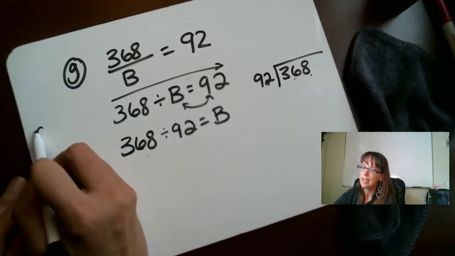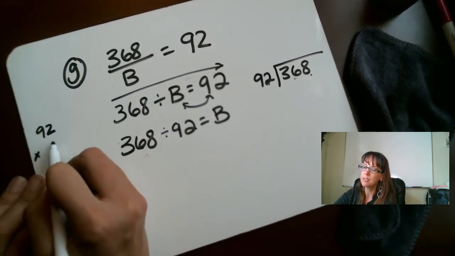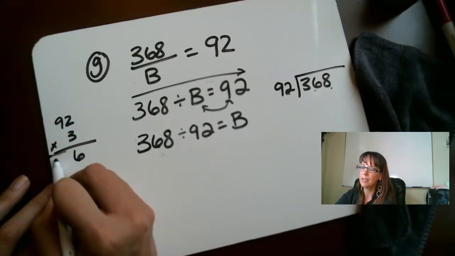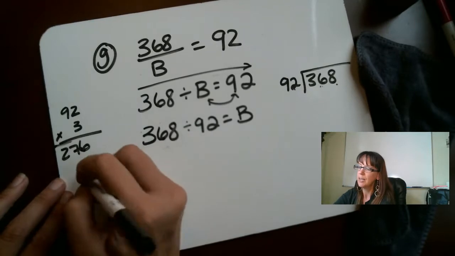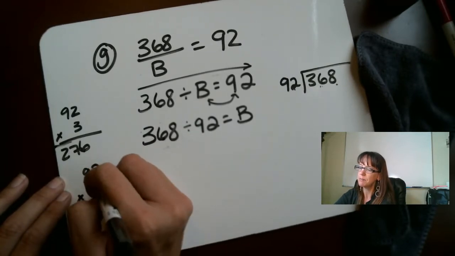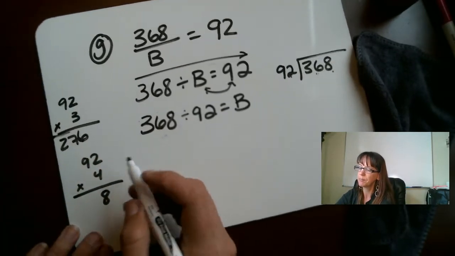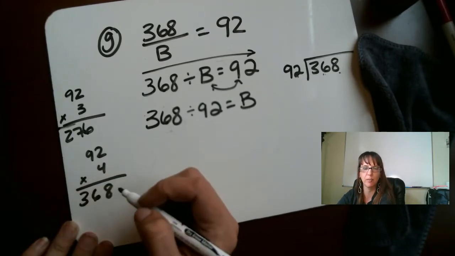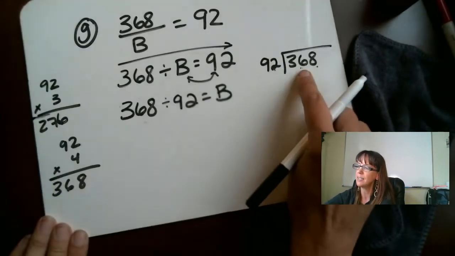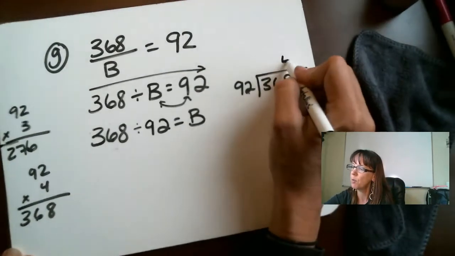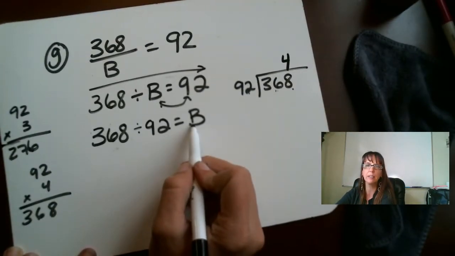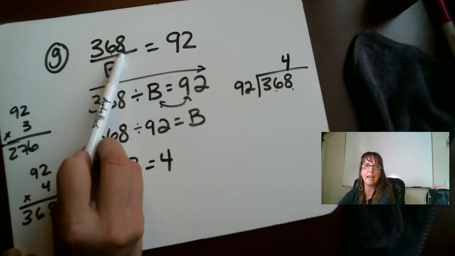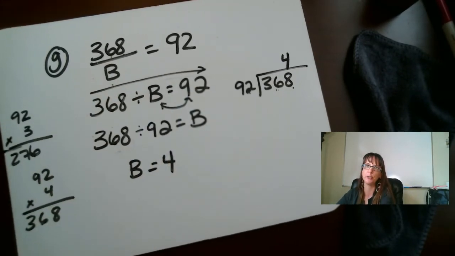So let's do this. 92 times 3 gives us 276. 92 times 4 gives us 368. That's actually what we need, so 4. All right, so we come back over here, B equals 4. And sure enough, if we take 368 and we divide it by 4, we would get 92.